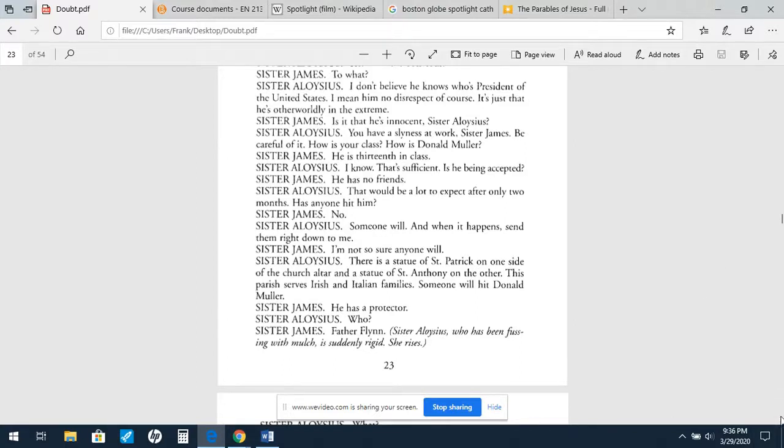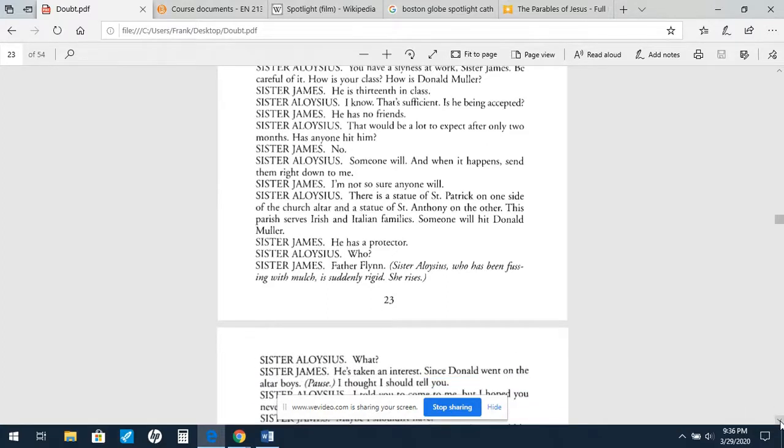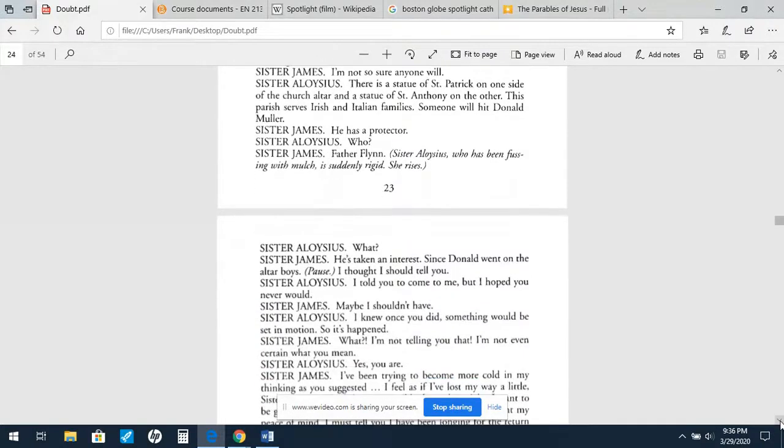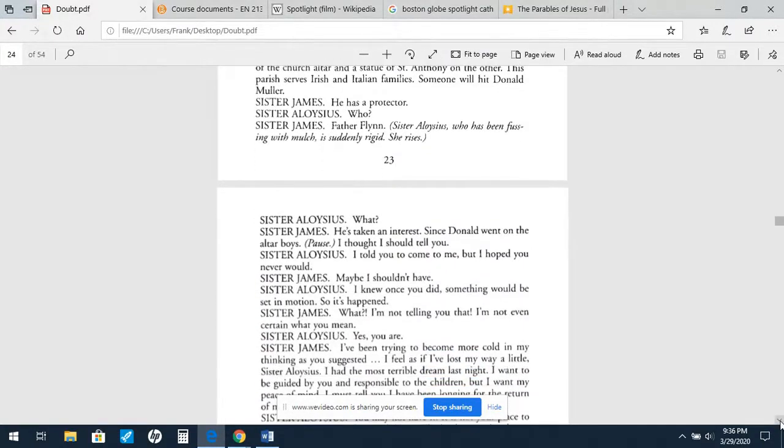And early on, she says that Father Flynn has taken a special interest in Donald Muller. Donald Muller is the only African-American student at this parish. This is in New York City, the Bronx, in 1964. As it says here, most of the parish is made up of Italian and Irish families, and Sister Aloysius is sure that Donald Muller's safety is in danger. But Father Flynn is his protector, to use Sister James' word.